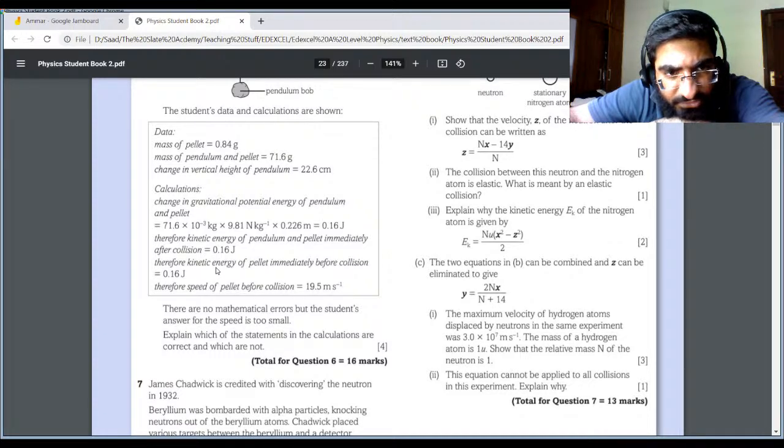Therefore, kinetic energy of pellet, and it's wrong to put these two equal. Kinetic energy of pendulum and pellet immediately after collision. Immediately after collision, they're saying. Okay, 0.16 here, that is correct. Therefore, kinetic energy of pellet before collision. In fact, he has done it right. 0.16. I don't see a fault in it.